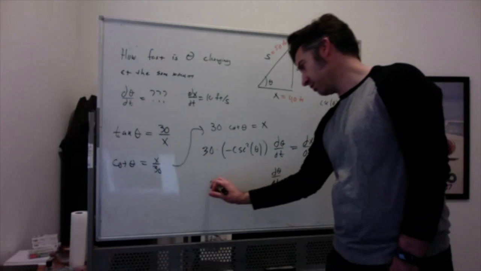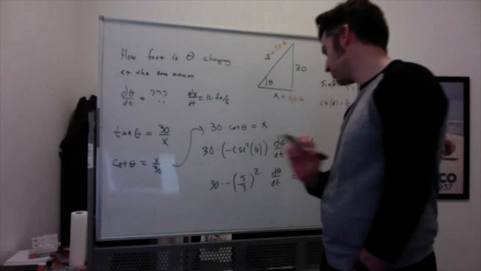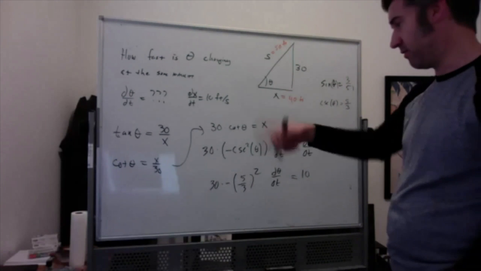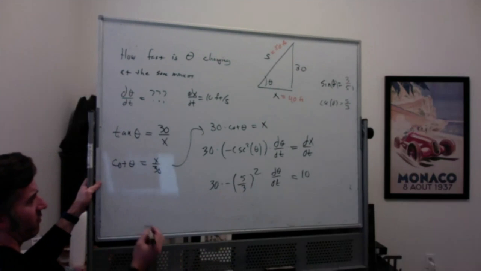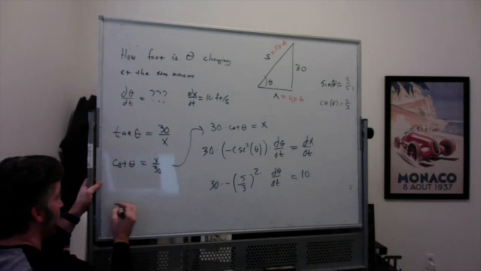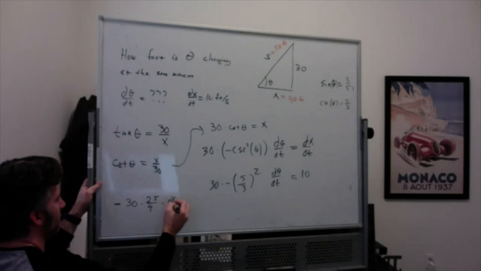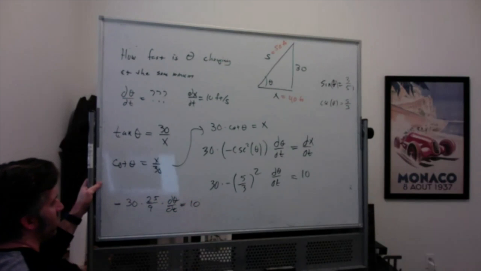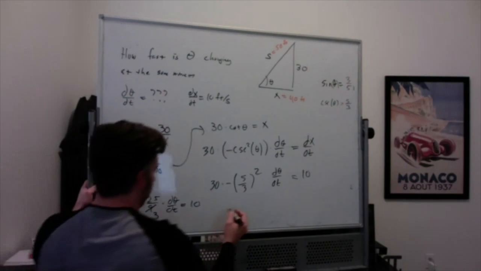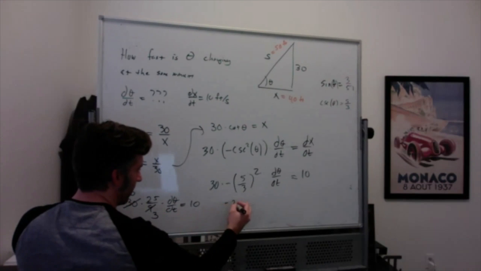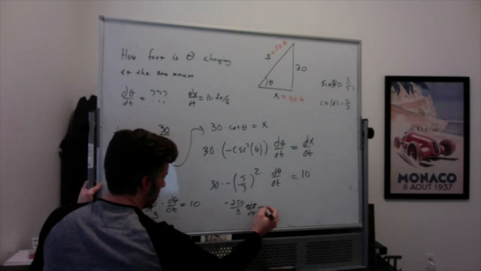So this left side is going to be 30 times negative 5/3 squared, which I would probably simplify before I divide it over. So let's see what I get. 5/3 squared is 25 over 9. So this left side is negative 30 times 25 over 9 times d theta dt equals 10. Let's cancel a 3 here and a 3 here. So I've got 10 times 25, so negative 250 thirds times d theta dt equals 10.